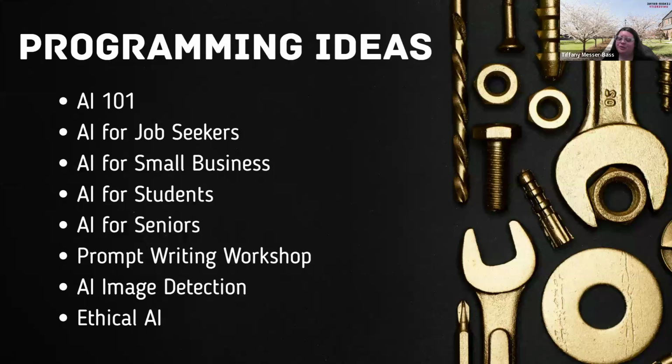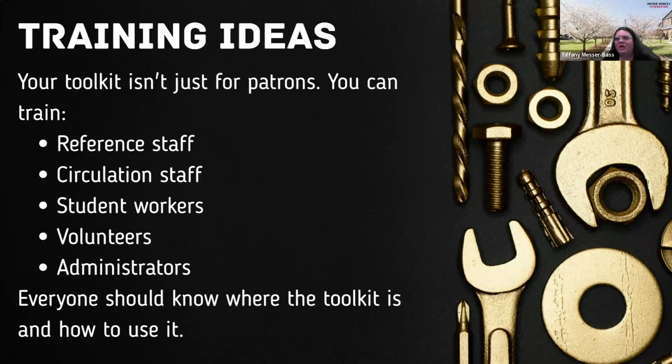If you want to build that out into a program, here's some programming ideas. Again, it sounds like we're all starting at the basics with our particular communities. So AI 101 for job seekers, students, seniors, you can do a prompt writing workshop, AI image detection. That's fun for all ages. I still love doing that. And ethical AI. I do believe that everyone, faculty, staff, should know where the AI toolkit is and how to use it. Again, ours is easy. We had the LibGuide in place. I just had to update it. But you can use it for training as well.